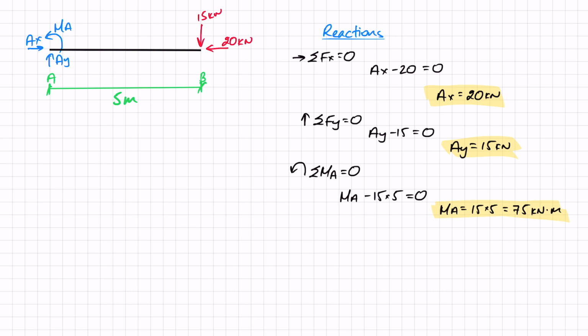The last thing I want to do is just create that free body diagram. So I'm going to replace AX, AY, and MA with their actual values. AX worked out as 20. It turned out as positive, which means that the direction that I assumed is correct. So 20 here. AY worked out as 15, so 15 here. And MA was 75, so just replace that with 75.